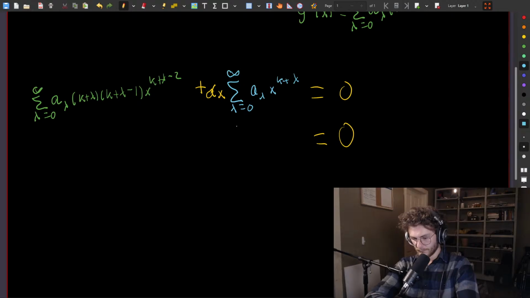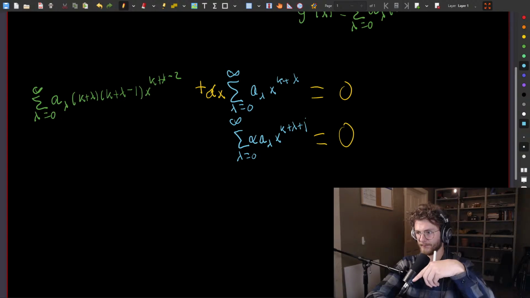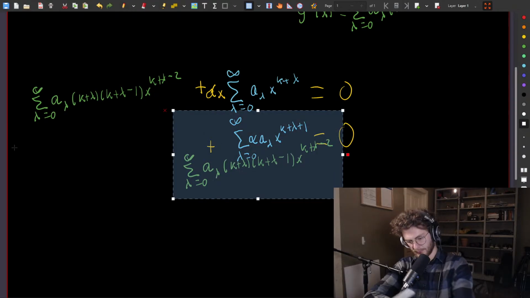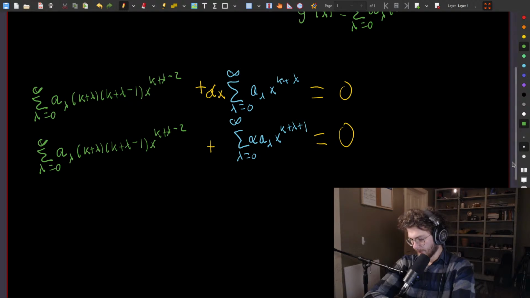Okay. So we're going to say it's the sum lambda equals 0 to infinity of alpha, a different thing, sub lambda, x to the k plus lambda plus 1, because we added the x, so we bump it up by 1. Plus, and I'm going to write this backwards, which is going to feel weird. Well, no, I could just do this because I don't have to do anything with it. So now we have that.